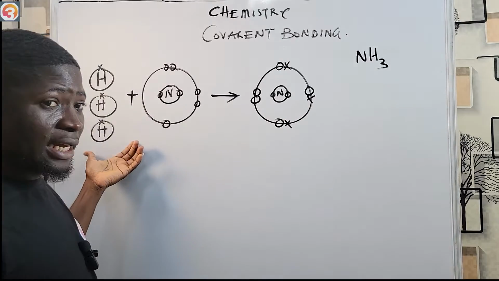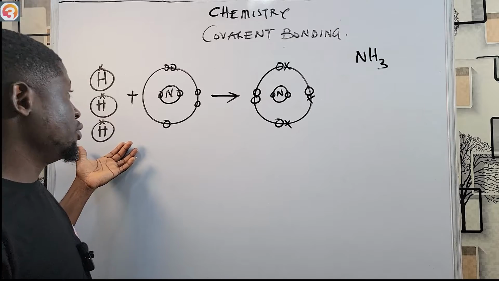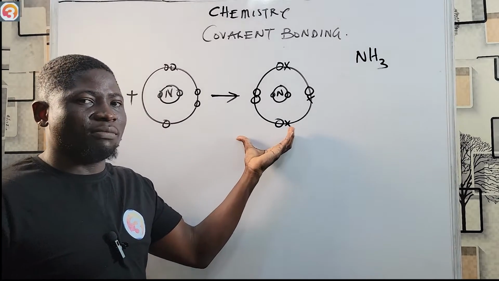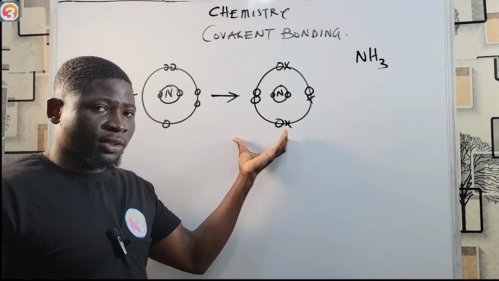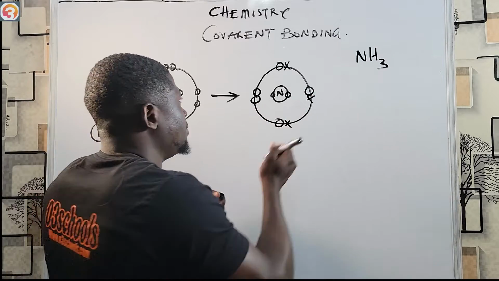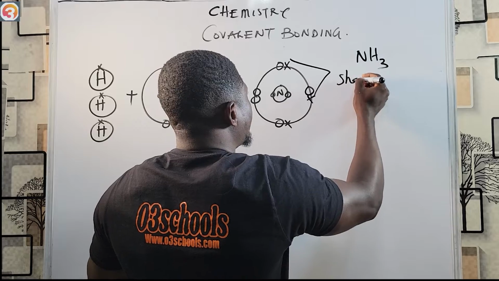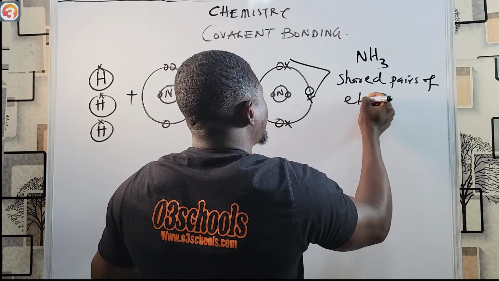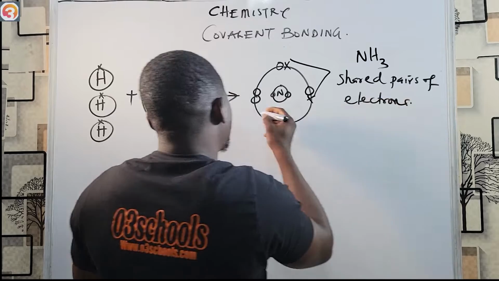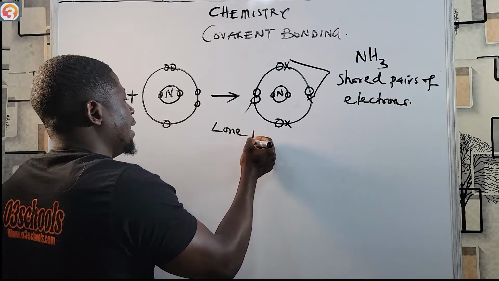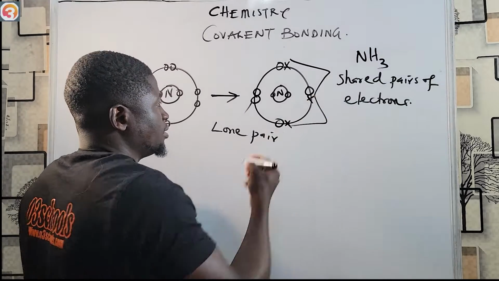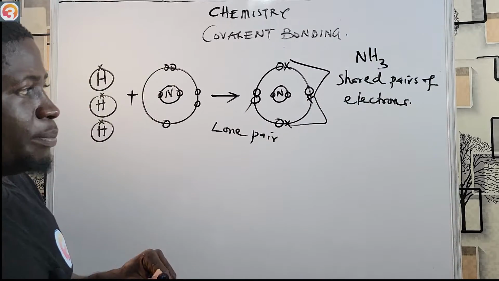This is what happens in the formation of ammonia. The hydrogen atoms combine with nitrogen to give ammonia in this format, and it's a covalent bond because there's a shared pair. These are shared pairs of electrons. This one is a lone pair. Even the others are shared, so they are called shared pairs of electrons.